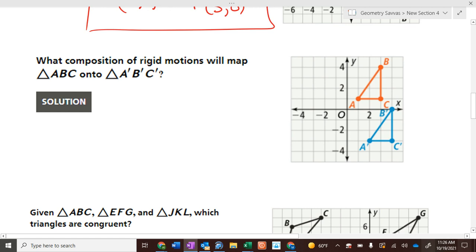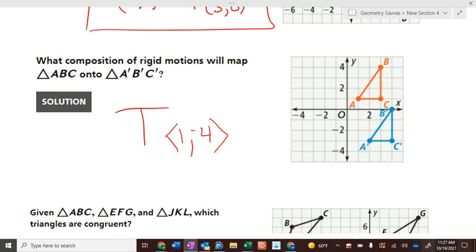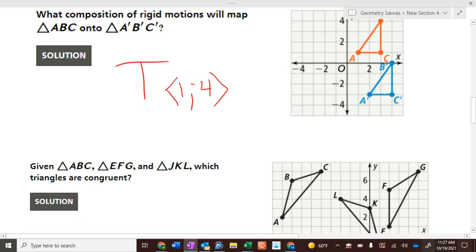How do we get ABC down to A prime, B prime, C prime? Well, just look at how do you move A to A. How do you move A to A? You translate it. How far to the right? 1 to the right. How far down? 4 down. So it's a 1, -4. So if you can translate things, or rotate or reflect, you make congruence transformations.